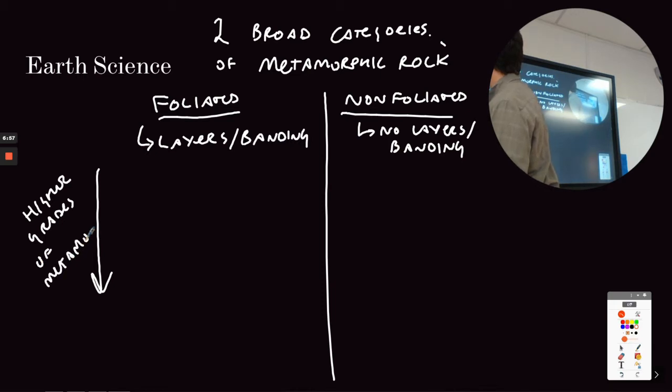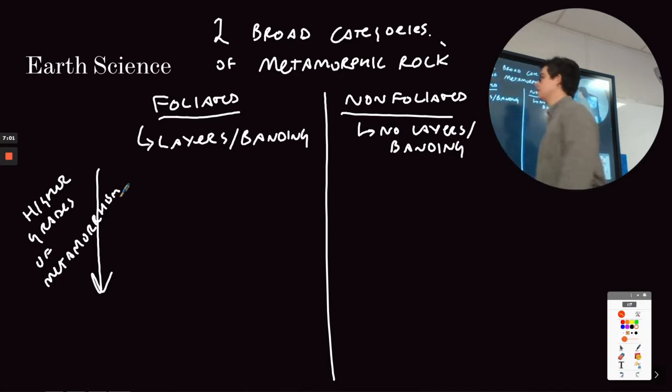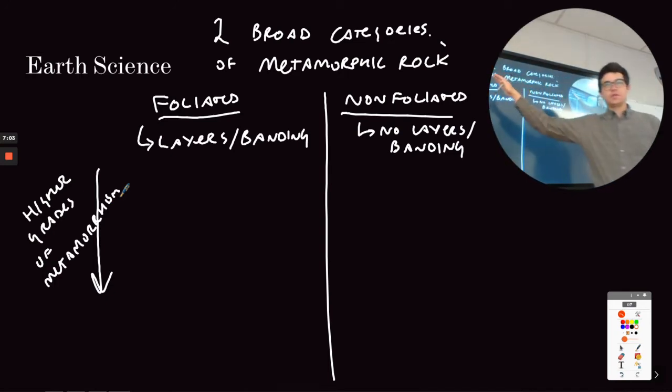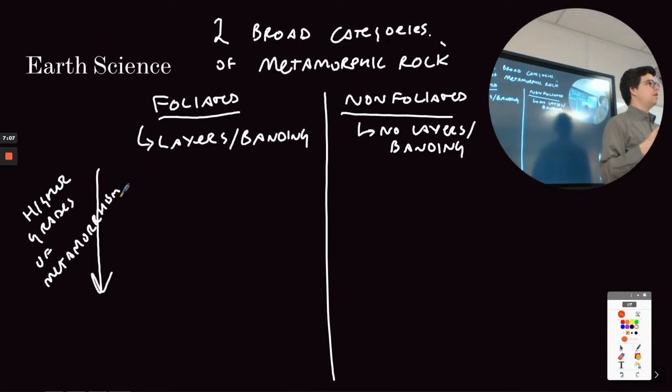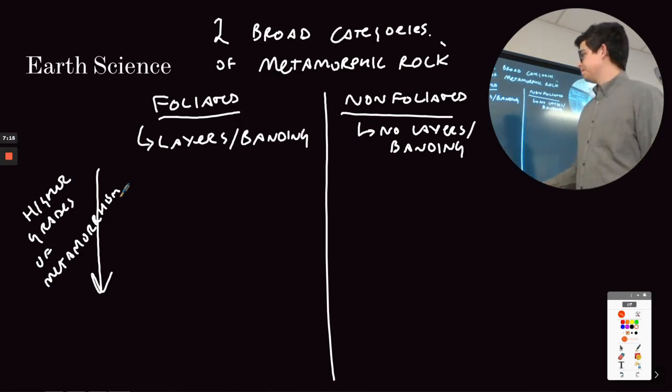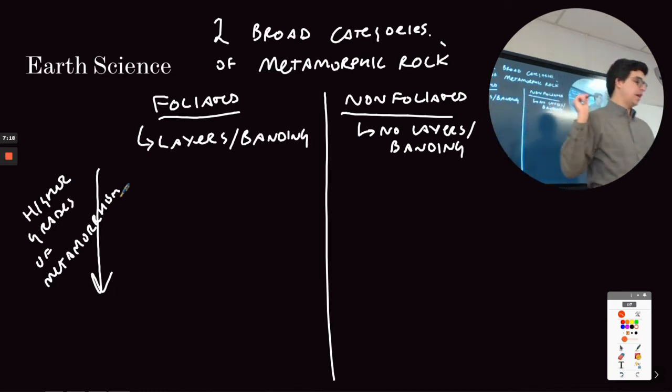And all this means is that, oh goodness, I've run out of room, that's a long word. Higher grades of metamorphism going down. We're going to start with the lowest grades of metamorphism and go to the highest grade of metamorphism. All this means in grades of metamorphism is that the rocks have been exposed to more heat and pressure. Lower to higher, from the lowest grades of metamorphism to the highest.